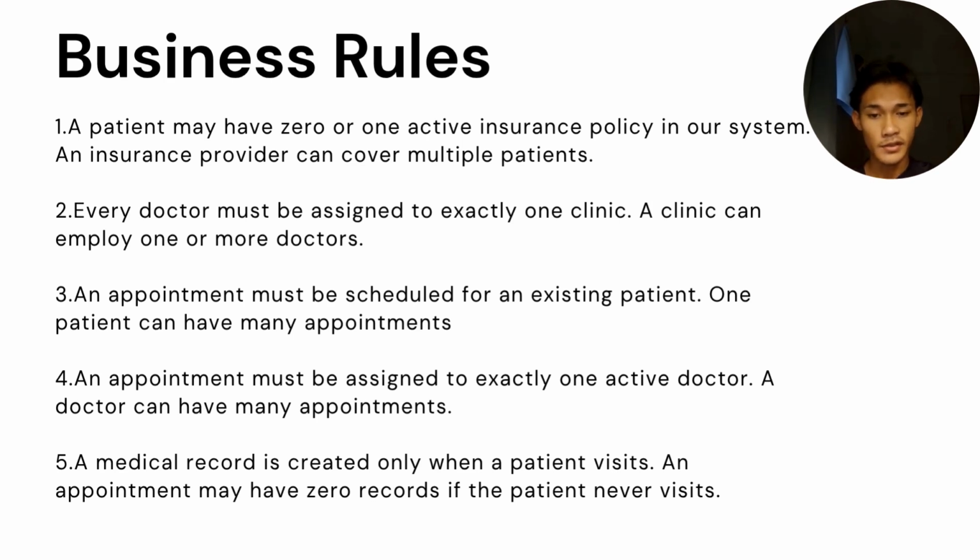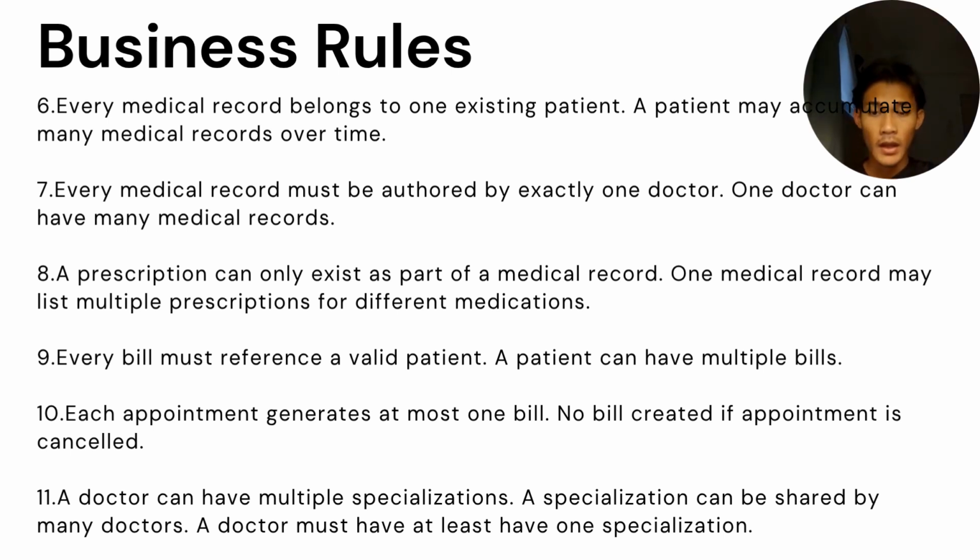Five, a medical record is created only when a patient visits, and an appointment may have zero record if the patient never visits. Six, every medical record belongs to one patient, and a patient can have many medical records. Seven, every medical record must be altered by one doctor, and one doctor can alter many medical records.